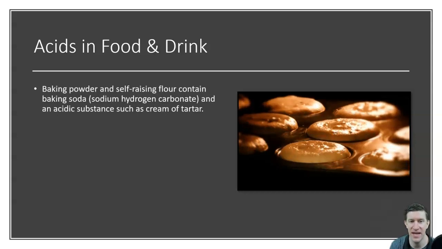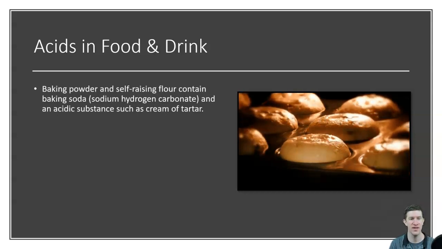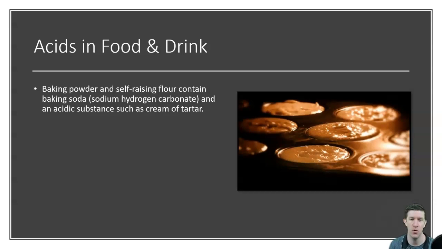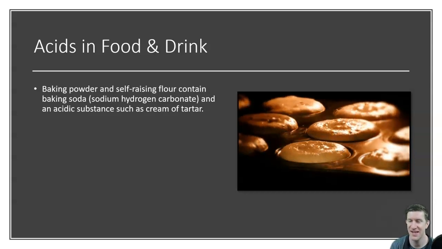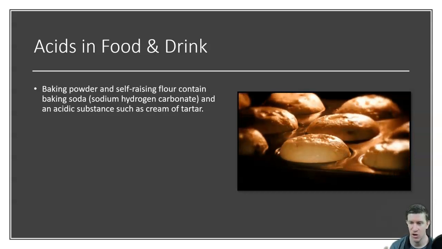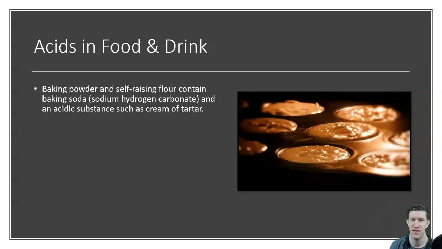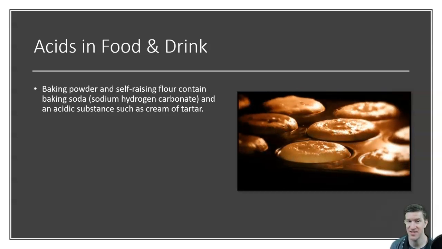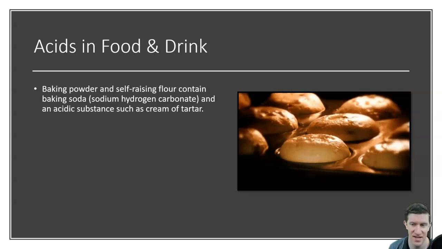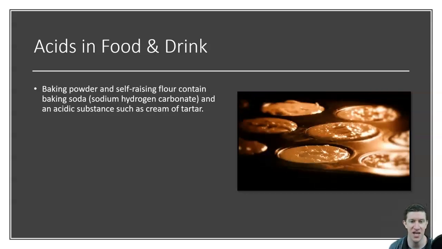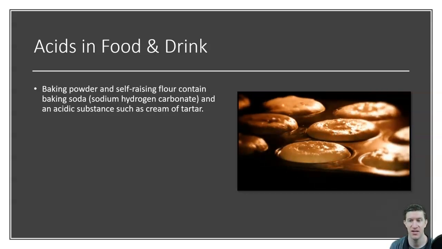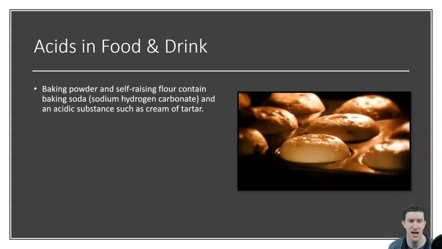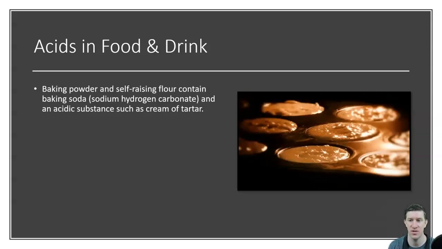Food and drinks, baking powder, self-raising flour, they all contain baking soda, which we said before is sodium hydrogen carbonate. It is a corrosive substance. We can also have acidic substances, such as this thing called cream of tartar. So I don't know if you're particularly into baking, you may have heard of this. We use this in cooking, certainly to create flavors and things like that, but we're using these acids and bases all the time.